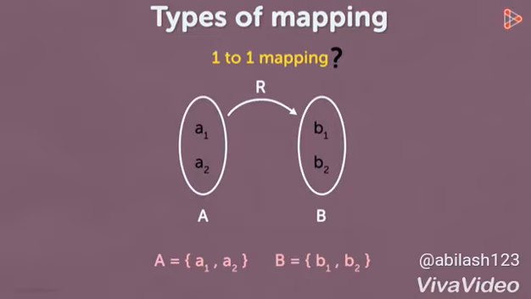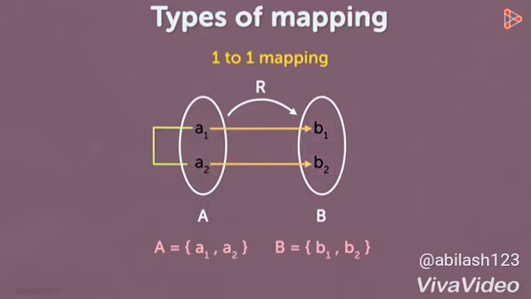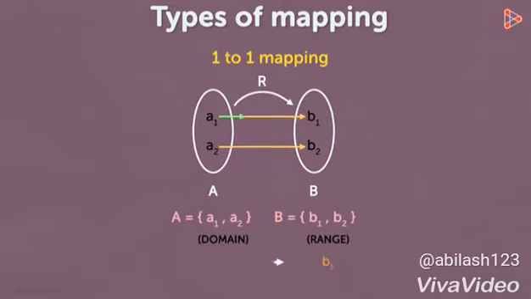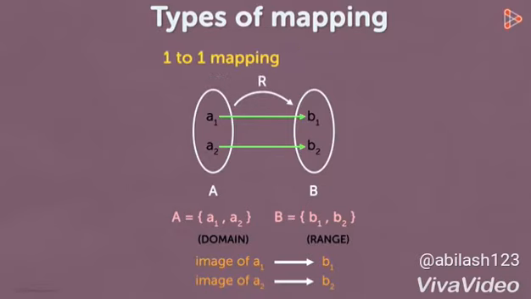We can say that when each element in the range is an image of exactly one element in the domain. Here our domain has elements A1 and A2 and our range has elements B1 and B2. So we see that B1 is the image of exactly one element A1 and B2 is the image of exactly one element A2. If the mapping is one-to-one, then the relation is a function.